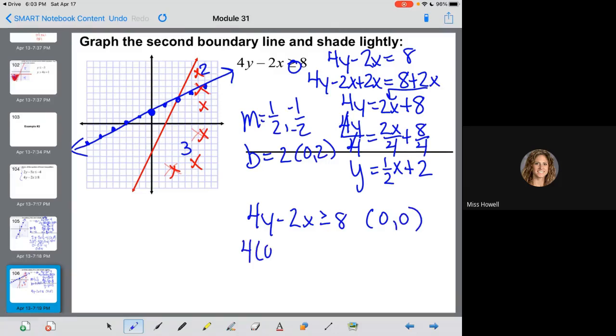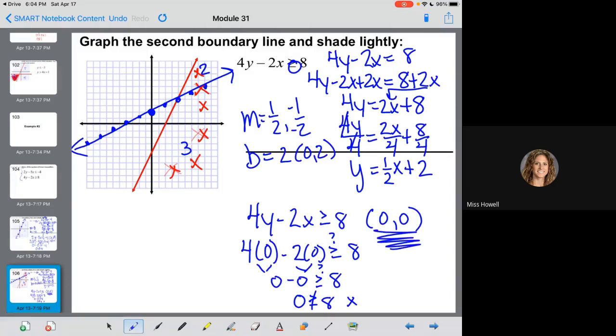So 4 times 0 minus 2 times 0, is it greater than or equal to 8? Multiplies first, so 0 minus 0 would give us a number bigger than or equal to 8. No, sorry. All right, 0 is not bigger than 8, so this doesn't work. I can't color it, which means I should be shading above. We're going to shade this way, which means we would shade this whole side, including here where the red is. So our final graph is just that section 2, just this wedge in here on forever.